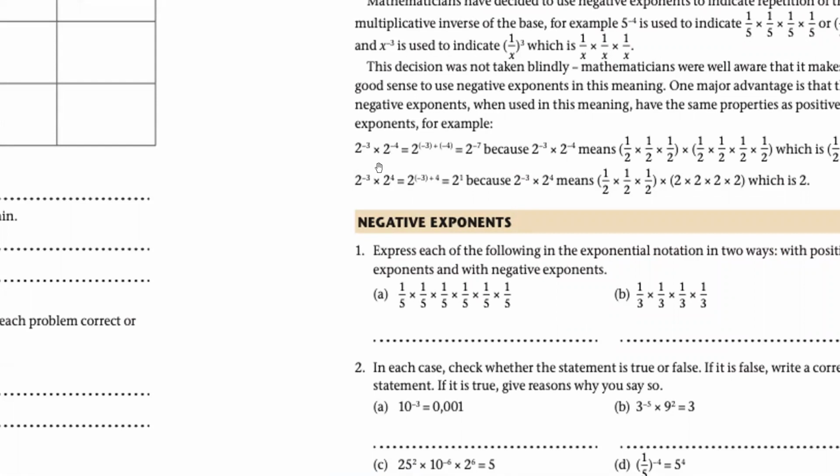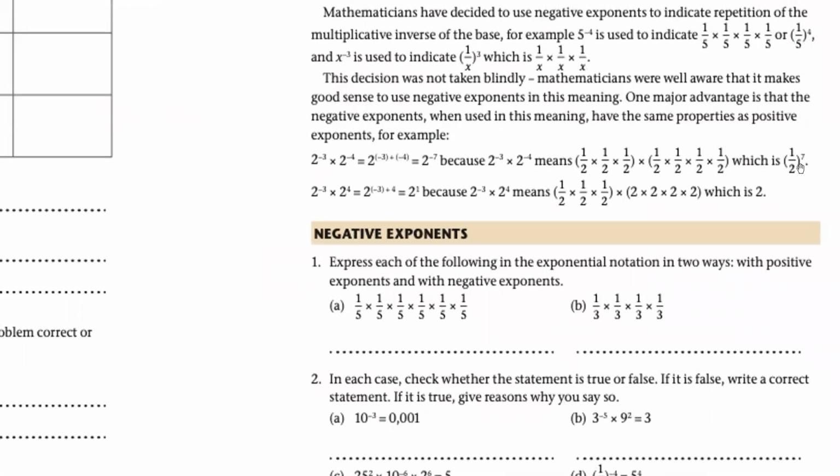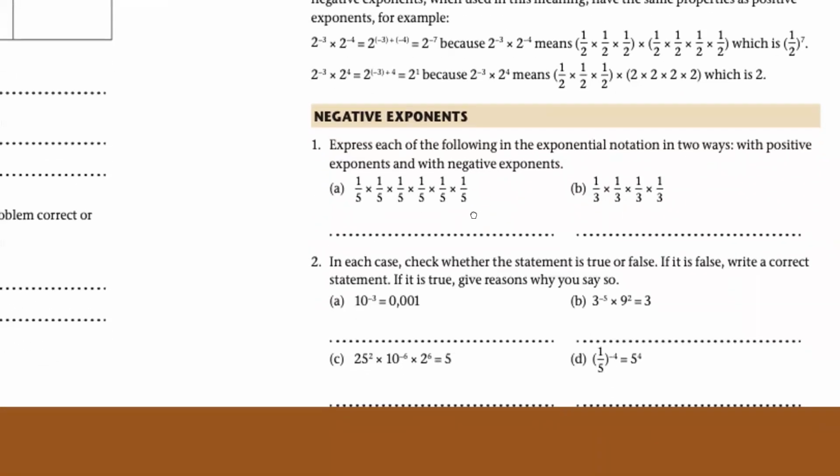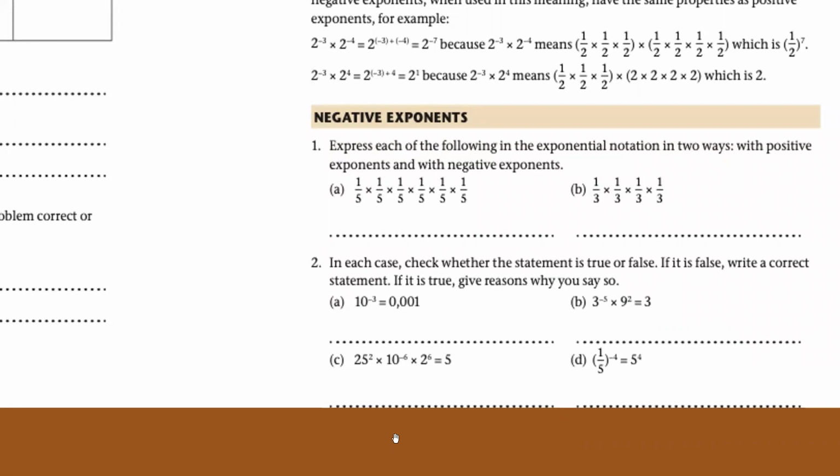It's the same over here, where when you multiply the same bases, you add the exponents. That doesn't change when it's negative. You still add them. But now, when you have your answer as 2 to the negative 7, you write it like this: you flip the 2 around and then to the power of 7. The same is now for this one. You add the exponents, you get 2 to the power of 1, which is just 2. We are going to be doing these sums over here.